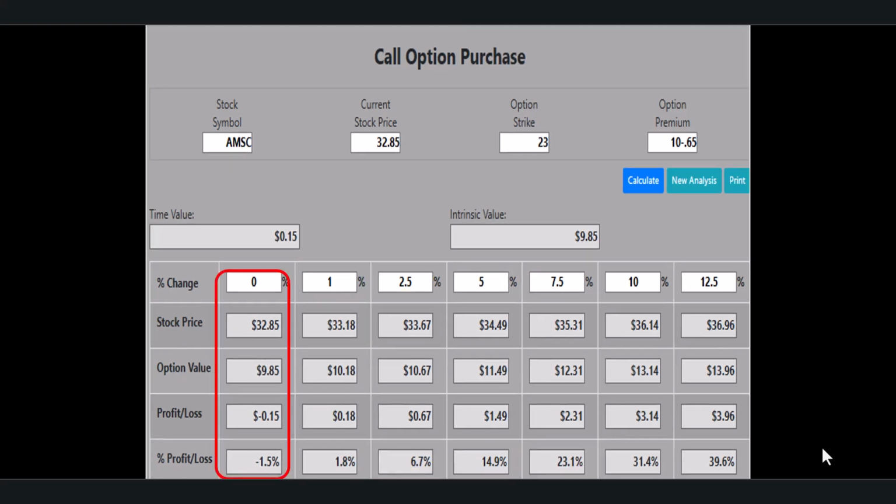And notice that if the AMSC stock price does not make the expected move up and remains flat at expiration, the 23 call would only lose minus 1.5% or minus $15 compared to the minus 100% or minus $345 loss for the 33 strike call that we looked at earlier.